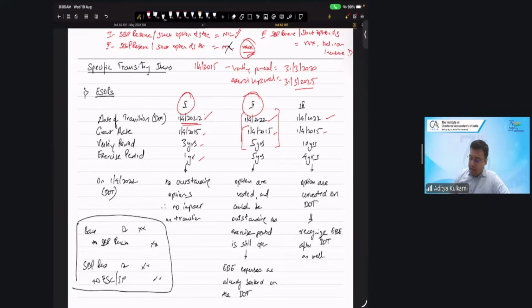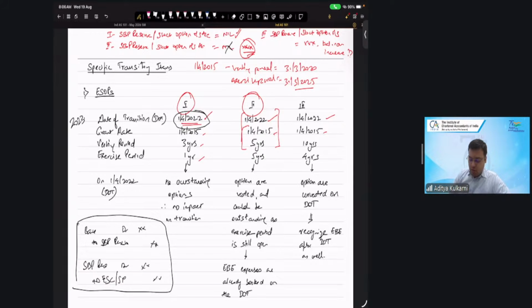You are transitioning on 1st April 22, the date of transition. That means 22-23 would be the comparative period and 23-24 would be the first year of Ind AS financial statements. So when you are in 2023-24, if you want to do fair value, you will have to go back 9 years in time.